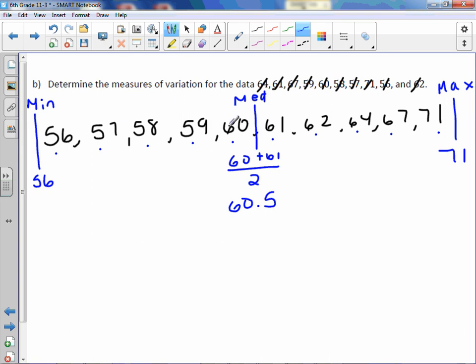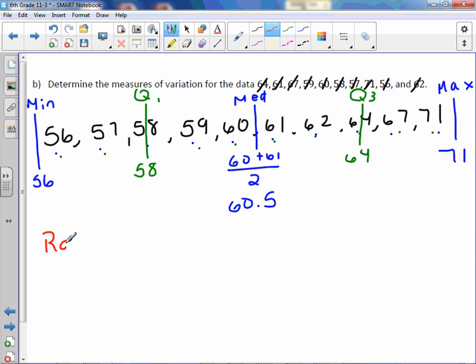Now let's find the middle of this lower half. Looks like it's right here at 58. And find the middle of our upper half between the median and the maximum. And it's here at 64. And these are your quartiles, quartile 1 and quartile 3. And we have our 5-number summary.